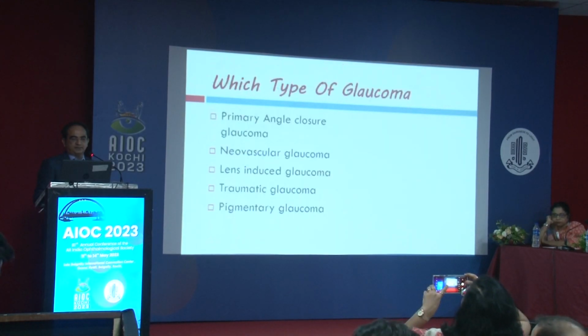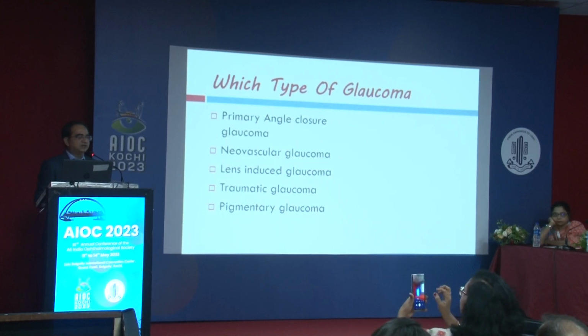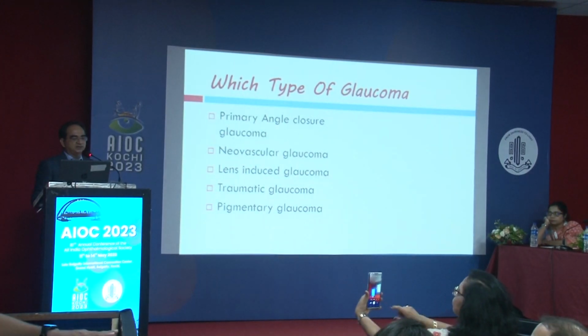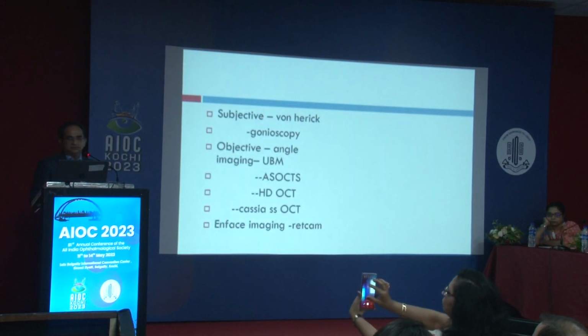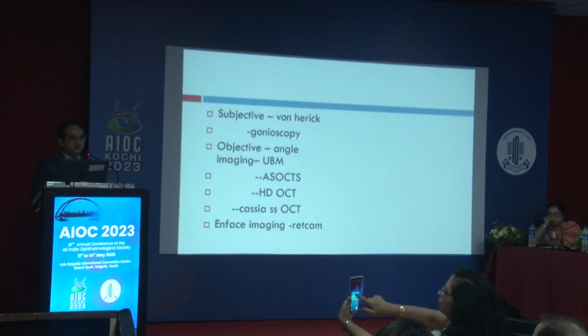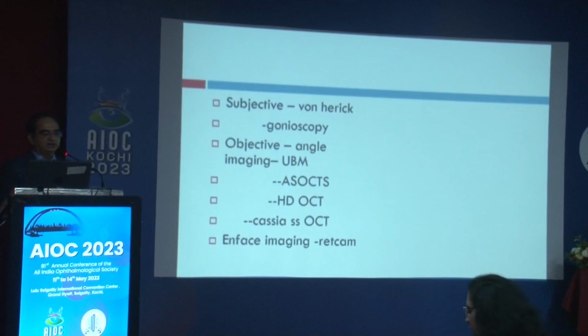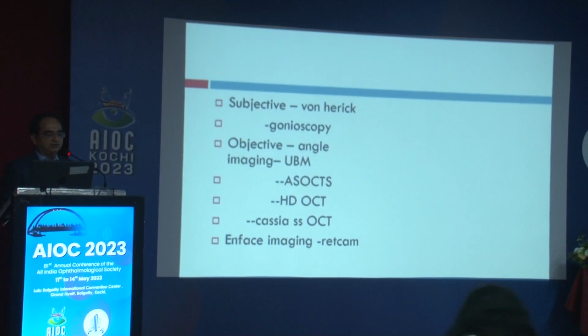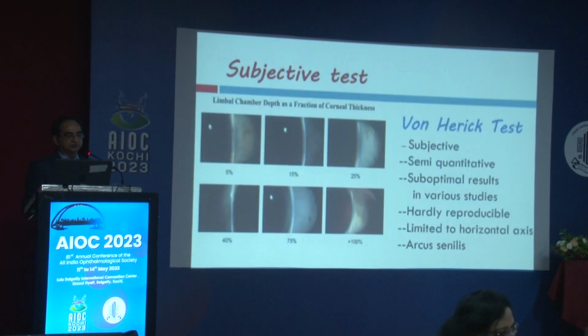So, which types of glaucoma are related to the angles? A lot of them, like primary angle closure, neovascular, lens induced, traumatic, pigmentary. We have to look at how to watch our angle. So, subjective method and objective method. First let's focus on the subjective methods, that is van Herick and gonioscopy.